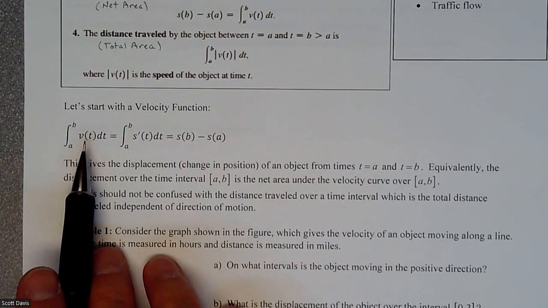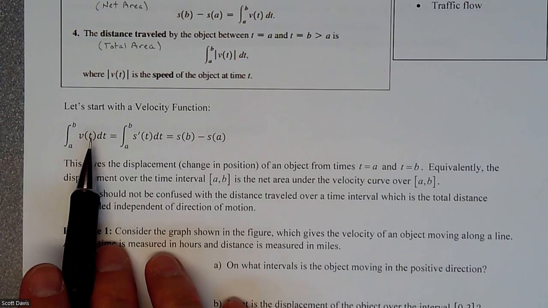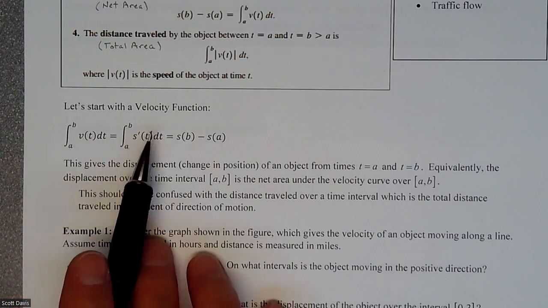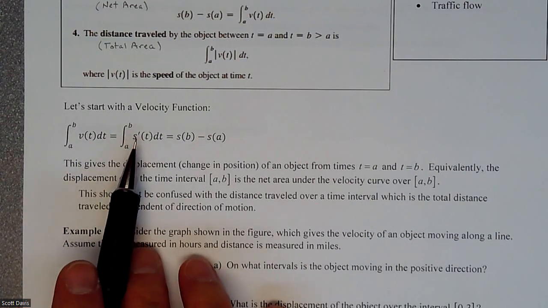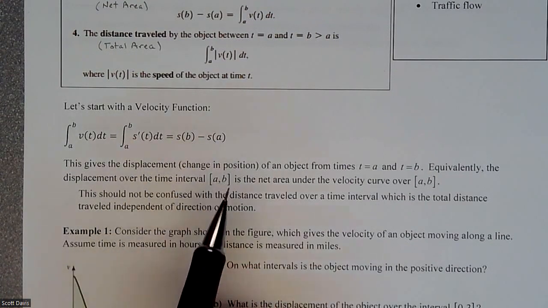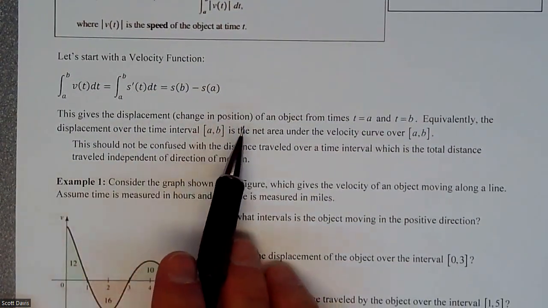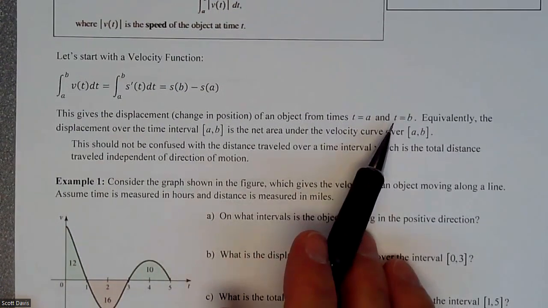So let's get into this here a little bit. If we do the antiderivative of a velocity function, that's going to give us a position function, right? So a velocity function is really the derivative of the position function. And so when we find the area under the curve, we'll do the antiderivative and then plug in our bounds and find the difference between them. And so this gives displacement, which is a change in position of an object from A to B.